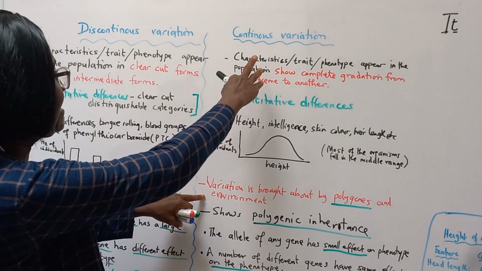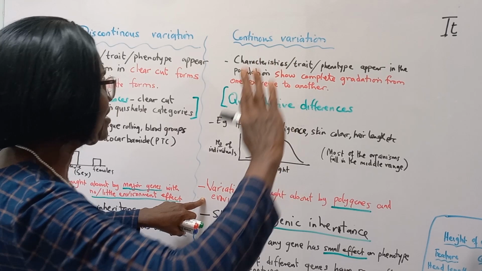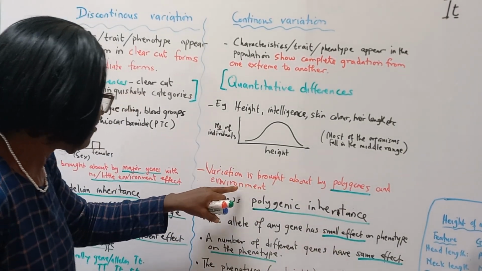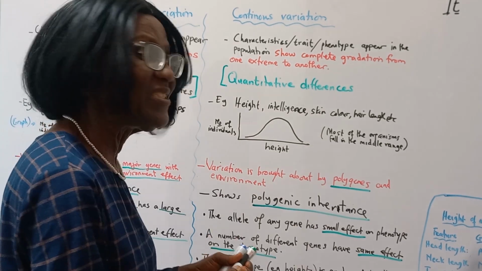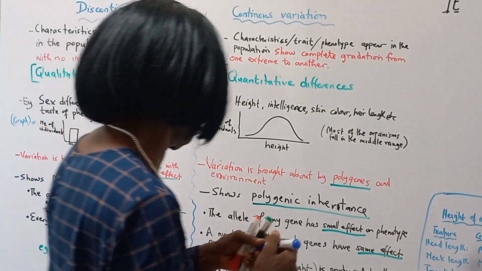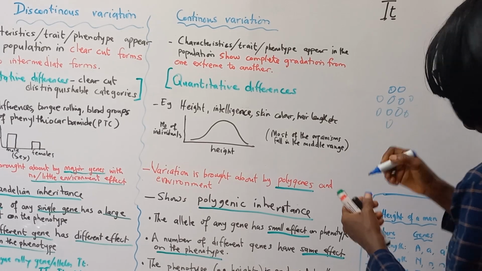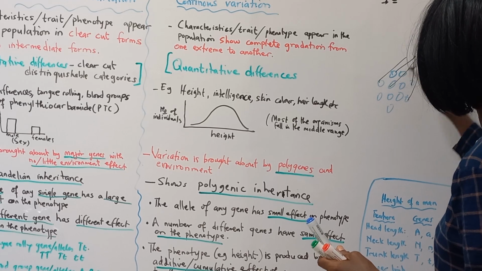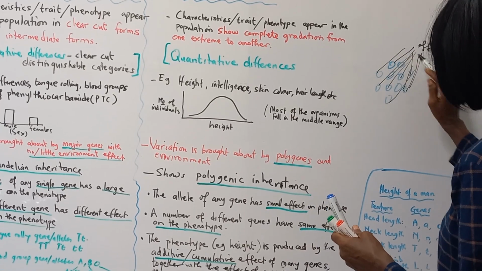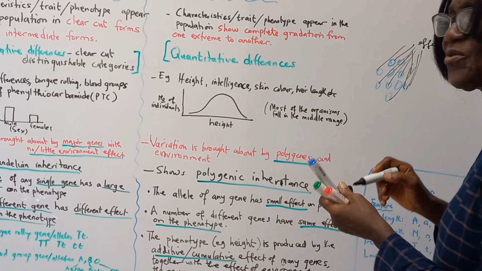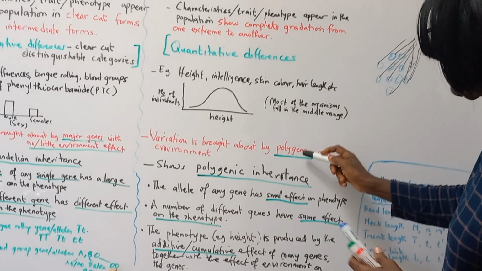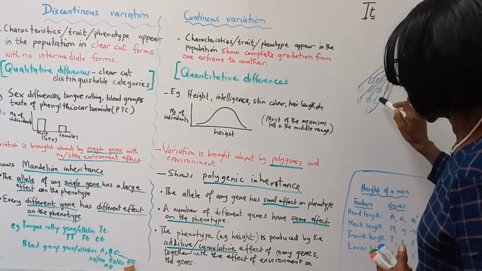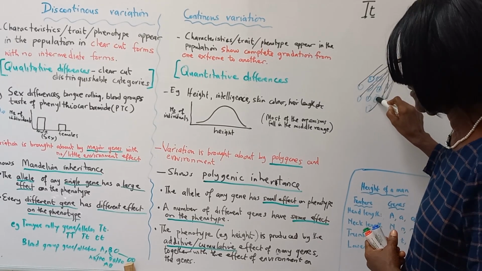Now, what about here? Continuous gradation in the species is caused by polygenes and environment. Polygenes are many genes, if you like, and each of the genes produces an effect. The effect of all the genes goes to produce the phenotype. That is polygenes. And the effect of polygenes has the environment affecting it so much.